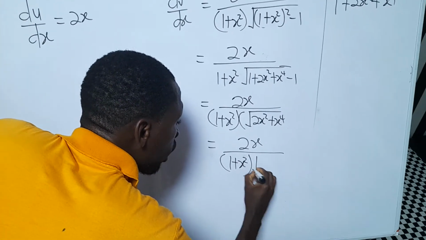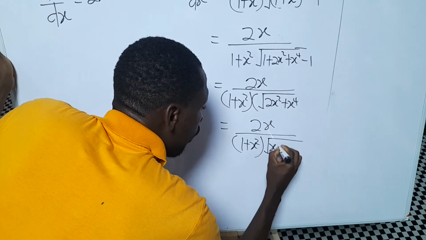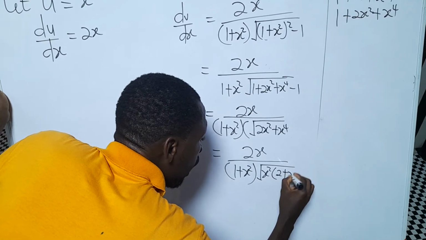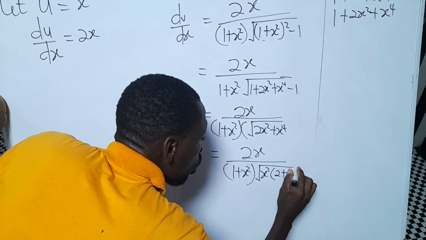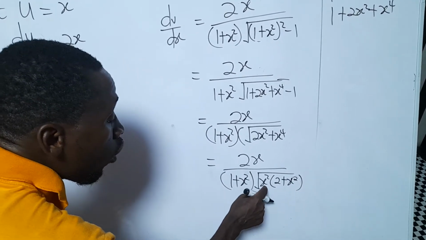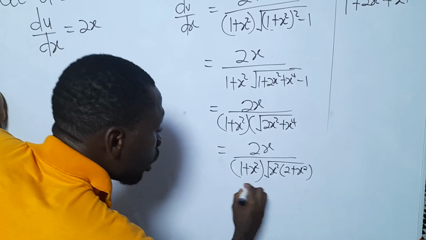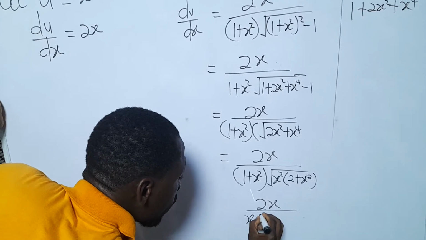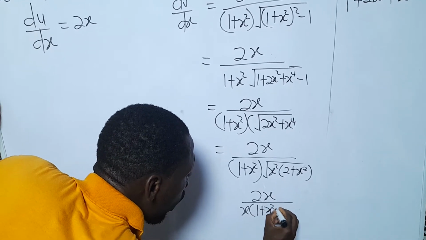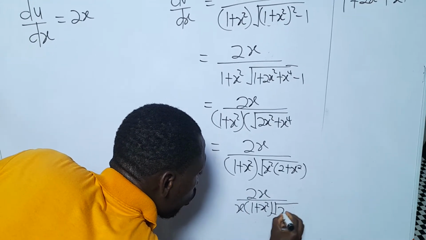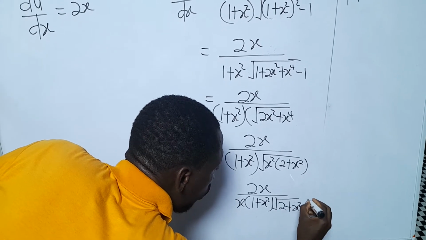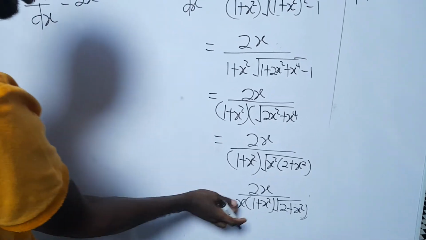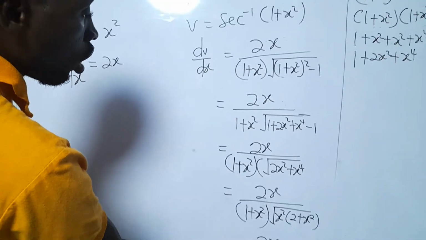There's something common there. x squared is common. So we have x squared times (2 plus x squared) exponent 1/2. Now we will find the square root of x squared to be x. So we can solve that. We have 2x all over x, (1 plus x squared), then root of 2 plus x squared. I hope you get that. So now this will be our dv over dx.